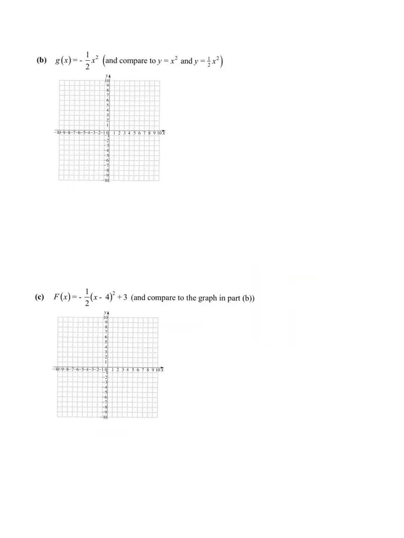All right, so for this next one, B, we're going to graph g of x equals negative 1/2 x squared. We're going to compare it to y equals x squared and y equals 1/2 x squared. So first, let's graph that parent function, y equals x squared.